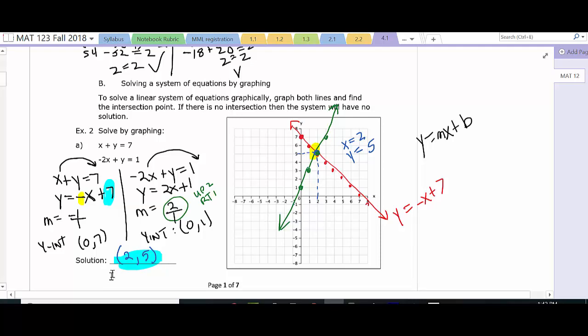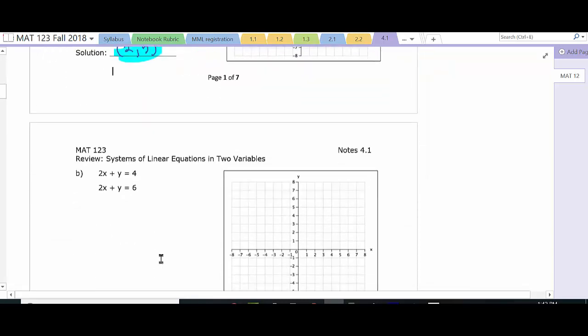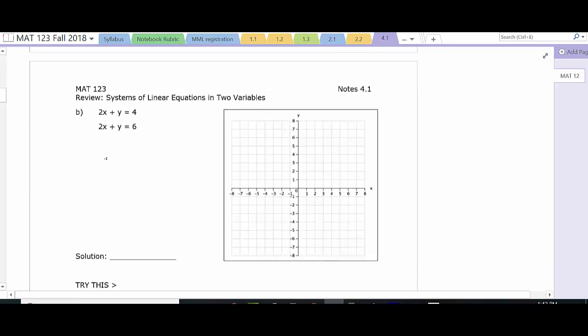That's it. Is everybody okay with the graphs of the lines? That's what this requires, that you can graph lines well. If you can do that, you won't have any trouble with this. Next thing. Let's go ahead and do this, and I'll let you do a couple of these.